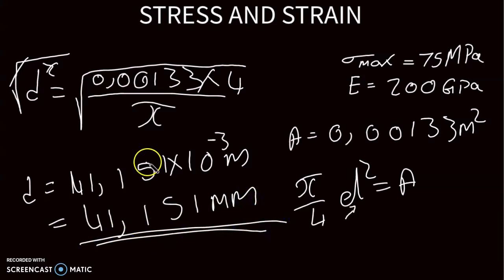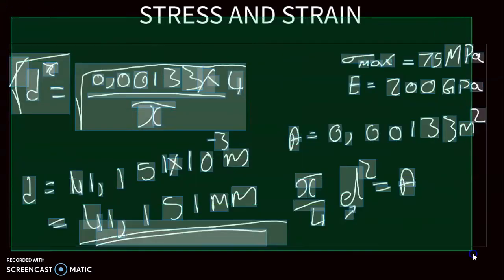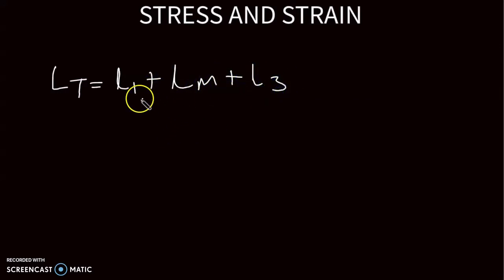And then we go to the second question. They say the total length of the rod if the total change in length is 0.3 millimeters. So we're going to do this. They are looking for the total length. We know the total length is given by length number 1 plus length m, which is the middle section, and then length number 3. We have this one, we have this one, we do not have this one.